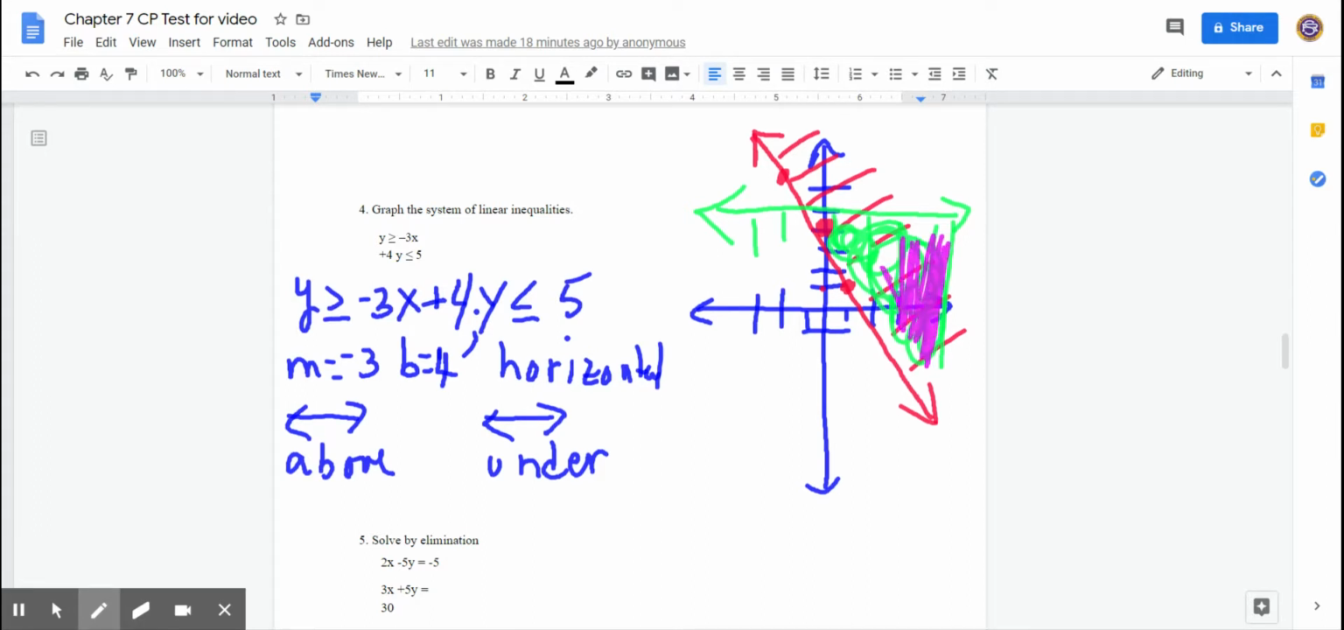So on your test, you would need to show me by darkening it in with your pencil, or some of you did use colored pencils. So you need to show me the solution. That is the solution. All those points in that shaded area make both of those equations true when you substitute those points in.